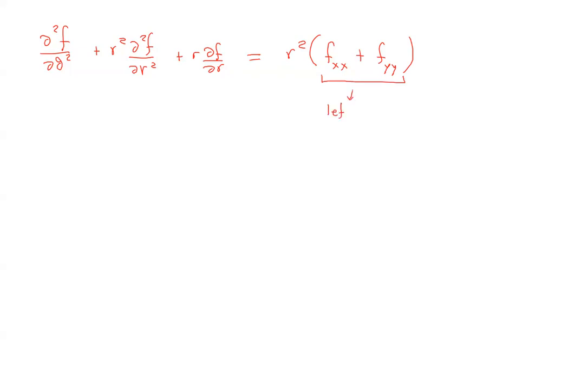So we will have the partial derivative of f with respect to theta twice plus r squared times the partial derivative of f with respect to r twice. And then I bring over from the other side this r times the partial derivative of f. Let me use the Leibniz notation. So r times f sub r. And what this is equal to is r squared times f_xx plus f_yy. Remember that this is exactly the expression on the left-hand side of the Laplace equation.